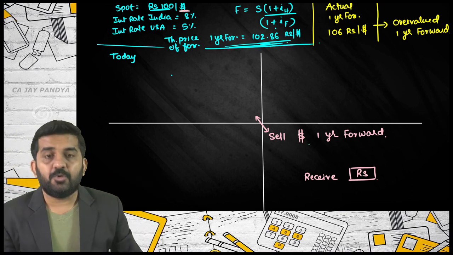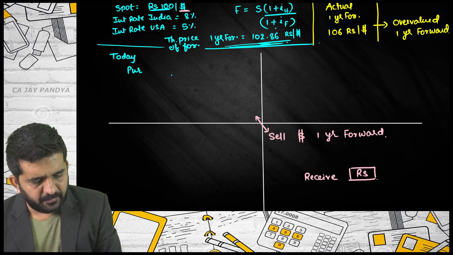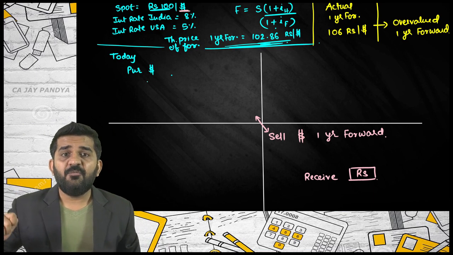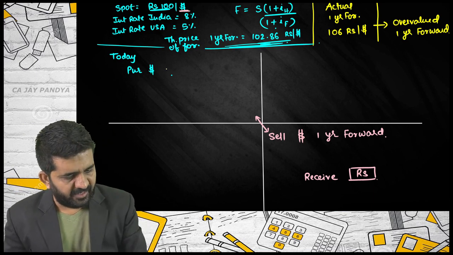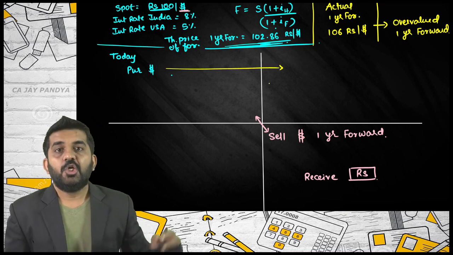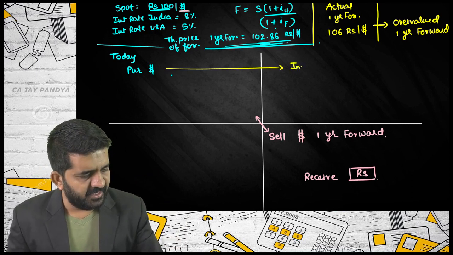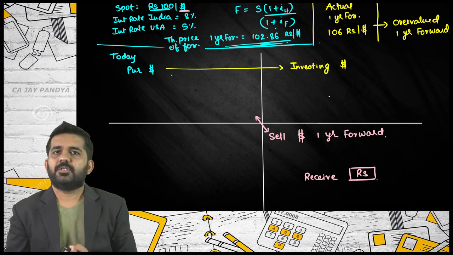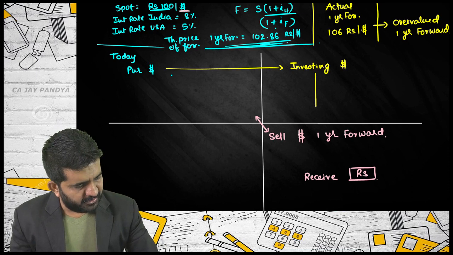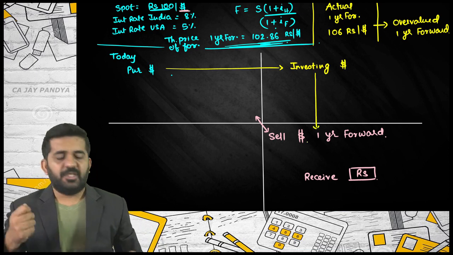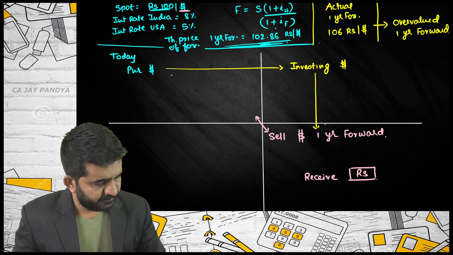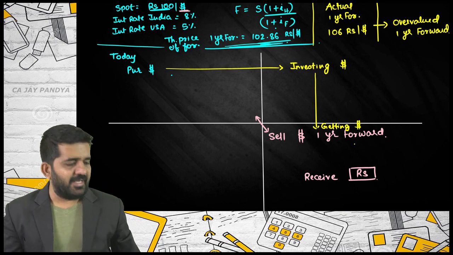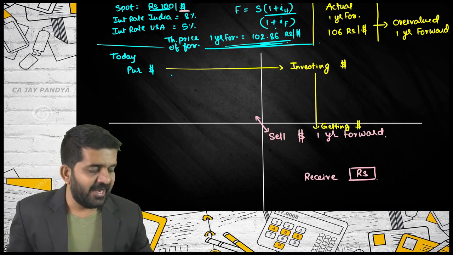Today what you will be doing is, here you have sold the dollar, here you will be purchasing dollar. That's alright. If you are purchasing dollar, you are having dollar with you. Is it alright? So today what you will be doing? You will be investing this dollar. If you invest this dollar, what you will be getting after 1 year? You will be getting dollar. If you are getting dollar, you can sell this dollar and receive rupees.